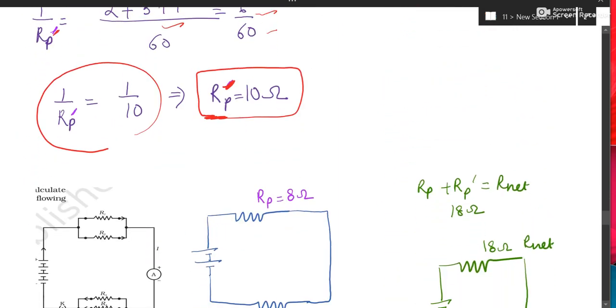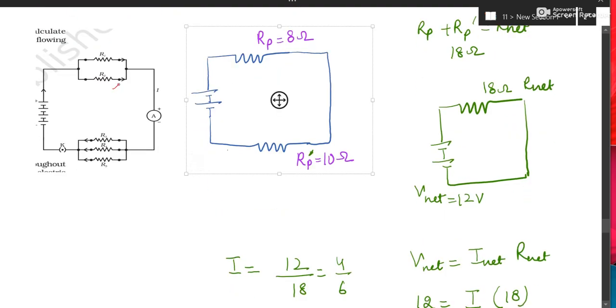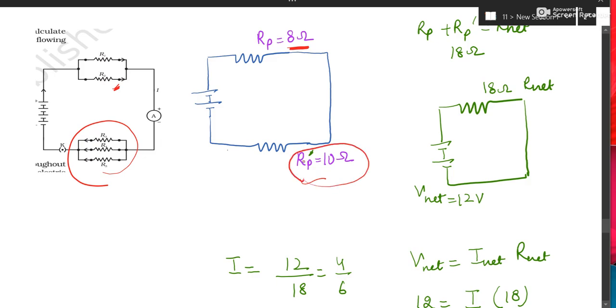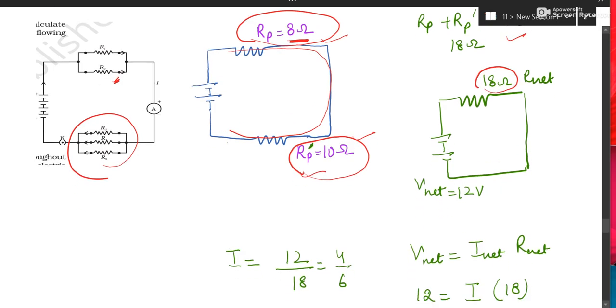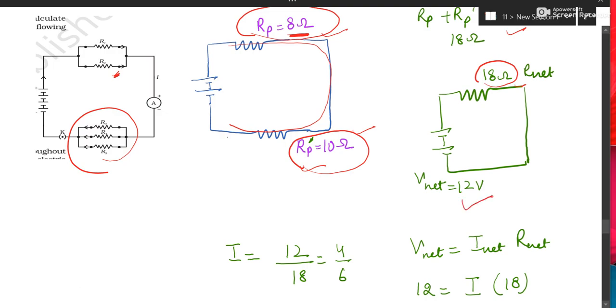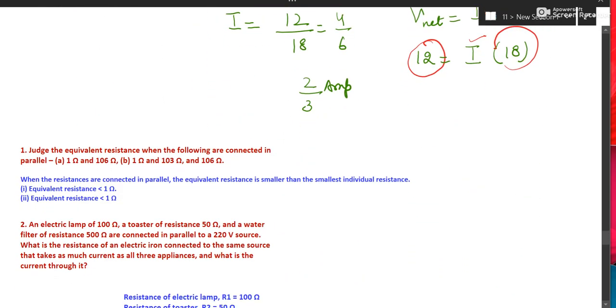As you can see how I have drawn the diagram. This is my initial diagram. 8 ohm is the answer of these two, and 10 ohm is the answer of these three. Now, this 10 ohm Rp dash and Rp 8 ohm are connected in series via the same wire. So, 10 plus 8, net resistance is 18 ohm. So, this is net resistance, net voltage is this, net current is asked. Again, you can use V is equal to IR. Substitute net voltage and net resistance. You can find out net current, what is asked.